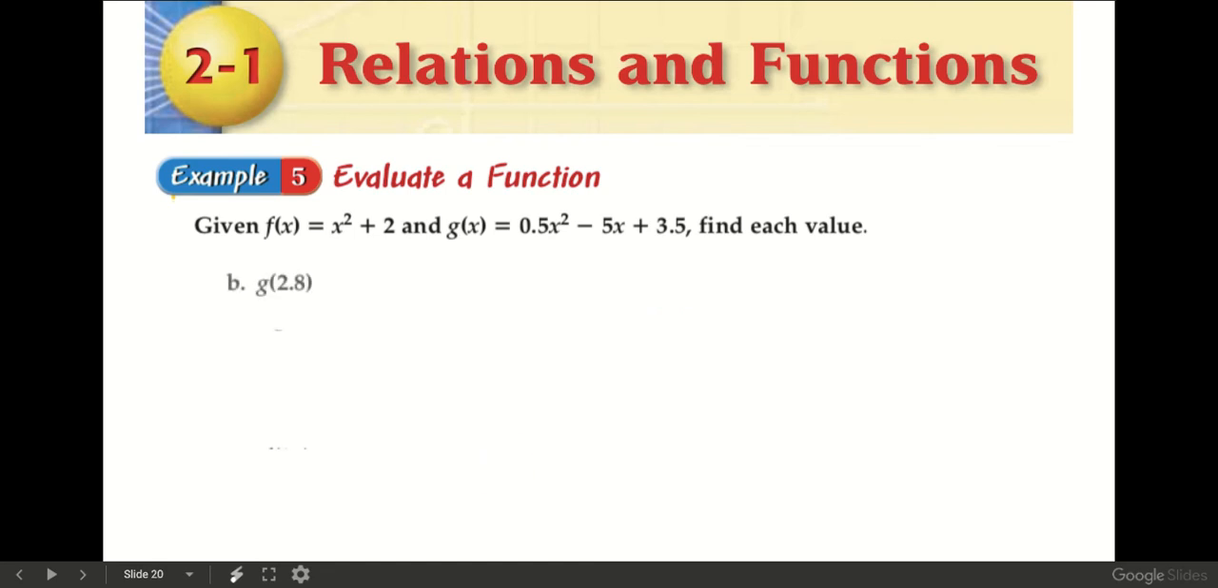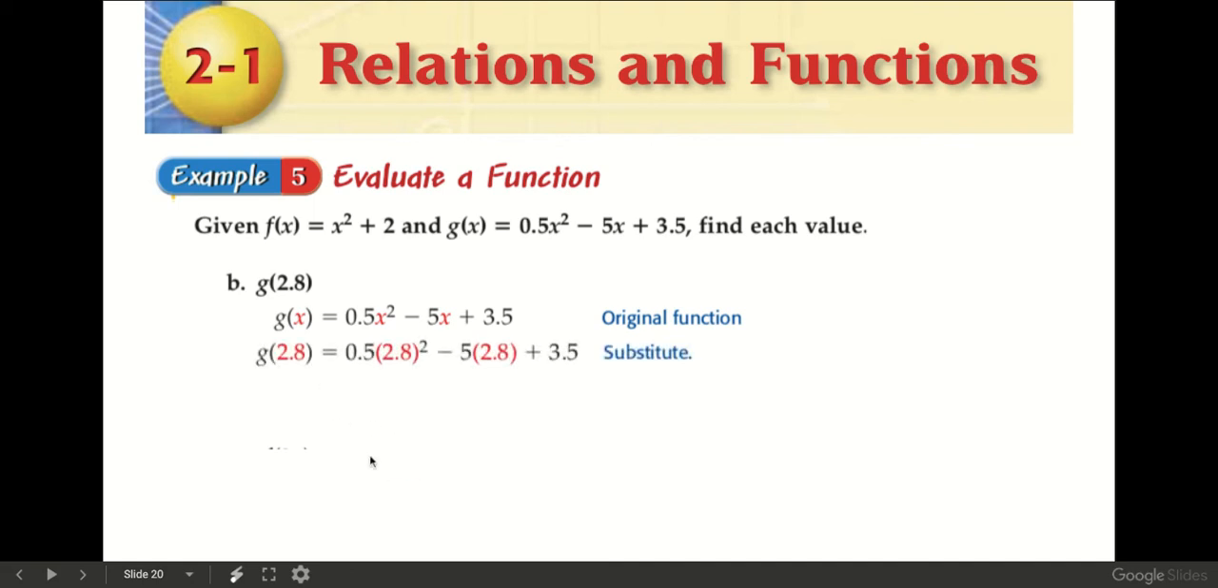Let's look at another one. This one says g of 2.8. So now I know that I'm using my g function, right? This equation right here, and I'm going to be substituting in 2.8. So here's my original function. My input is x, right? I'm going to be substituting in 2.8. And then I just have to evaluate it, right?